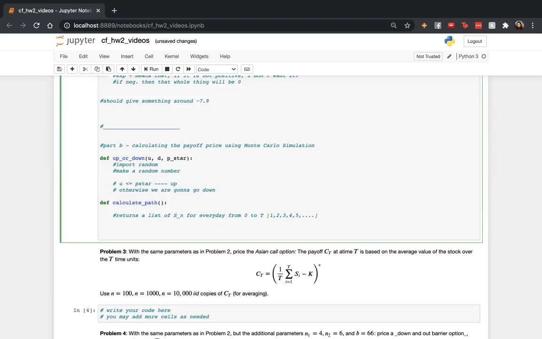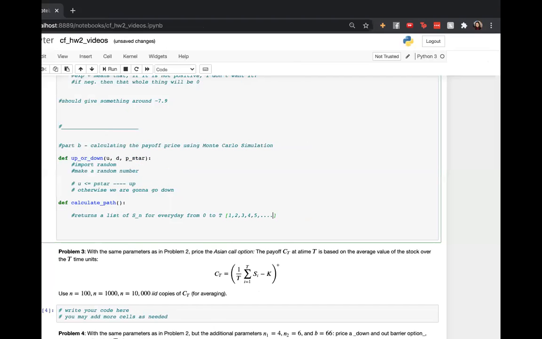You could definitely give it a better name. It's up to you all. We didn't give you all headers, so whatever you want to call it, like stock prices from 0 to t, it's up to you. But the idea is that I want to basically make a list of all the stock prices at every single day.